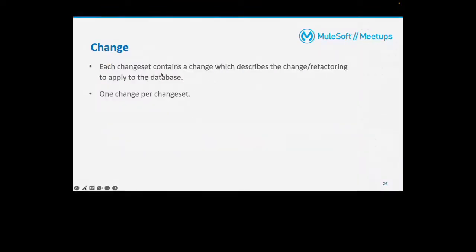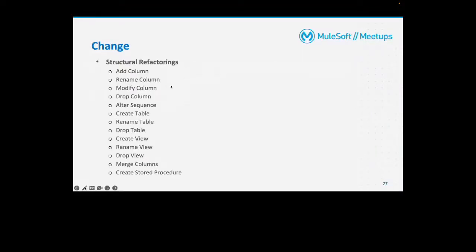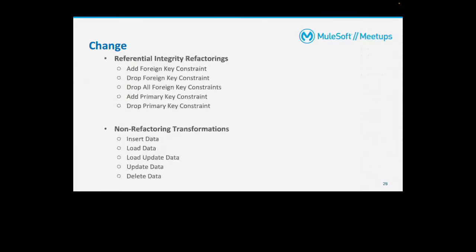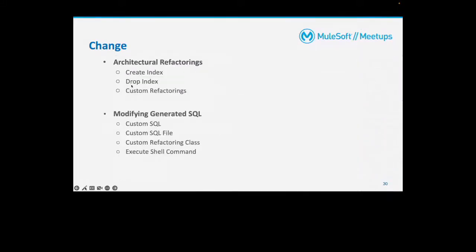Each change set contains a change, like one SQL, and it is recommended that you create one change per change set. These are the changes we can do using Liquibase: adding column, renaming column, modifying column, drop table, create table, rename table. Create view, drop view, and then data quality refactoring, like adding a lookup table and adding a not null constraint. Then foreign key and referential integrity refactoring, and you can do insertion of data also, and then architectural refactoring like creating an index, dropping an index, and custom refactoring.